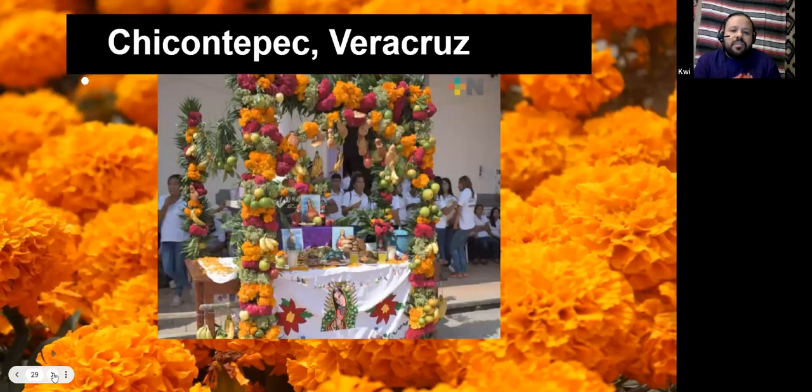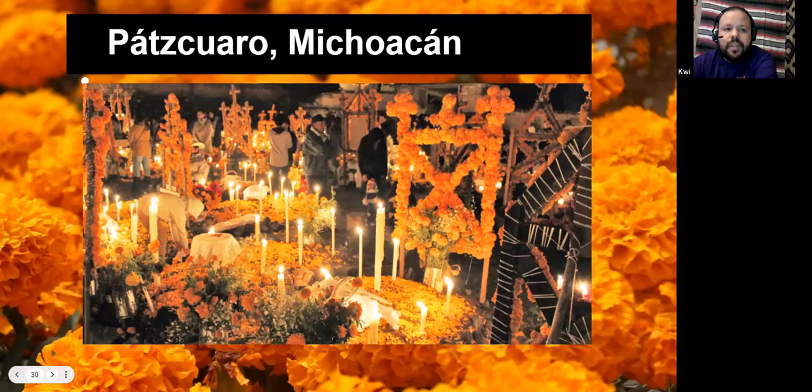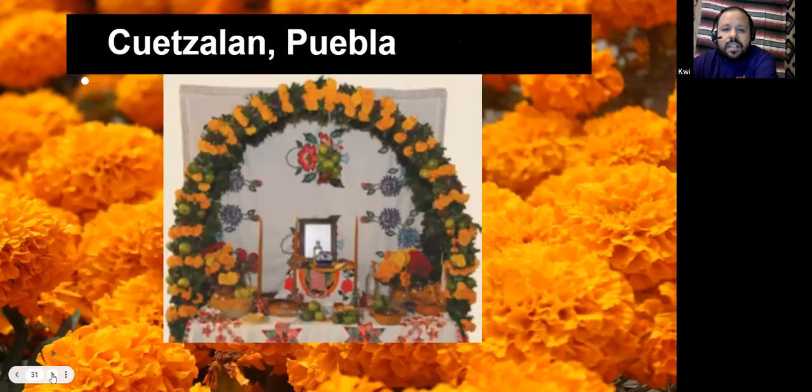The following are some photographs of the altars. In Chicontepec, Veracruz, you can see the other flower, and there's another white flower that's used as well. You can see the adaptation of Catholic saints and Guadalupe. This is from Pátzcuaro, Michoacán. They go to the cemetery and decorate tombs with the flower. This is in Quetzalan, Puebla.